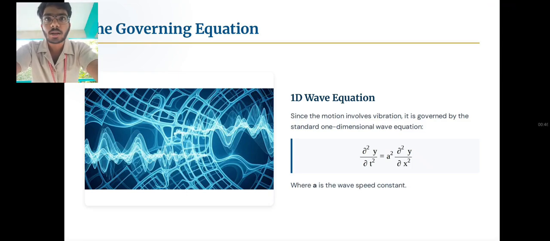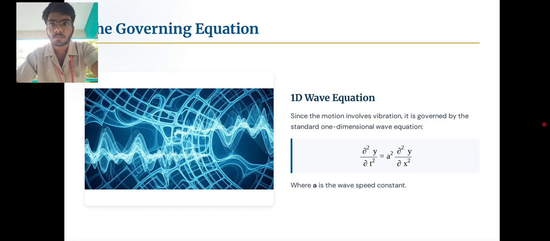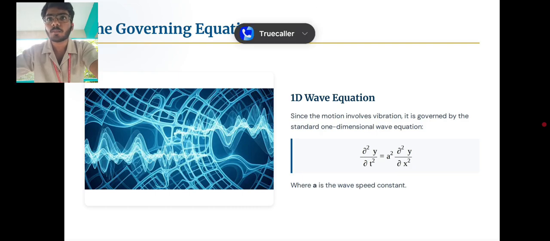Here are the numerical parameters. The string exists between x equal to 0 and x equal to L, at time t equal to 0. We displace the string into a parabolic function defined as y equal to k(Lx minus x squared).